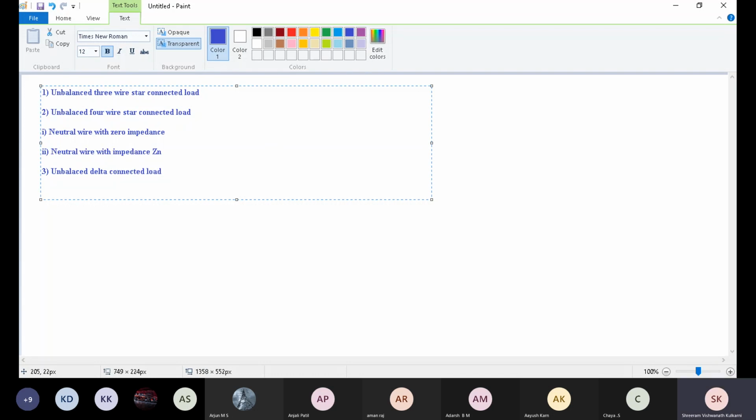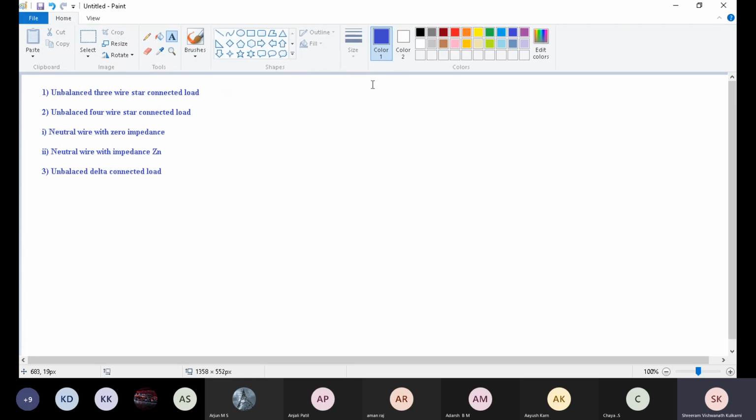Okay, these are the types of unbalanced load, where the first one is unbalanced three-wire star connected load. Here we are missing the neutral wire. It means it will be like this. If I say this is a star connected load Z1, Z2, Z3, for this star connected load we don't have any neutral wire. The neutral wire is missing.